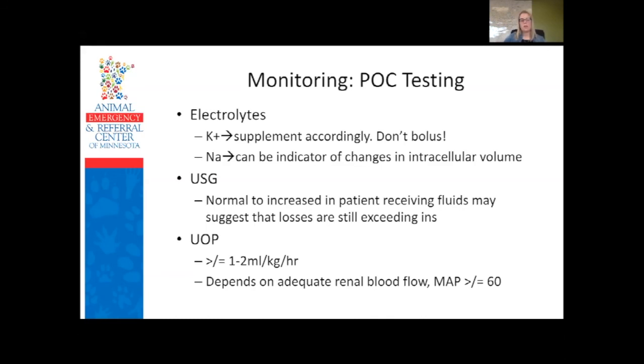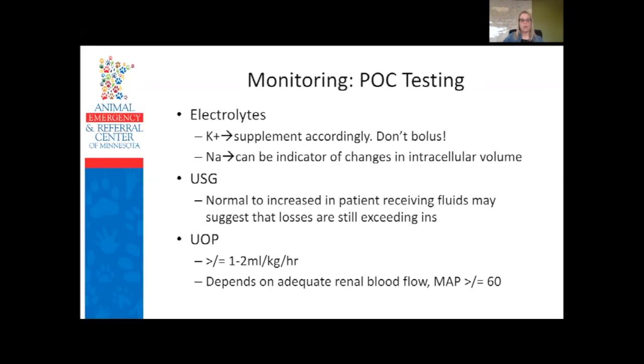And then along the lines of urine output is something else that in specific situations can definitely be very beneficial in helping you understand your fluid balance. So patient with a urinary catheter in, normal urine output in a well-perfused patient should be greater than 1 to 2 mls per kg per hour. It's very dependent on the presence of adequate renal blood flow, which is dependent on your mean arterial pressure being greater than or equal to 60.